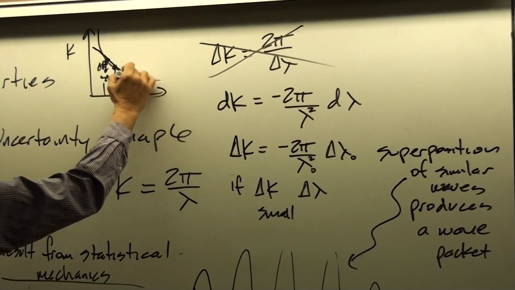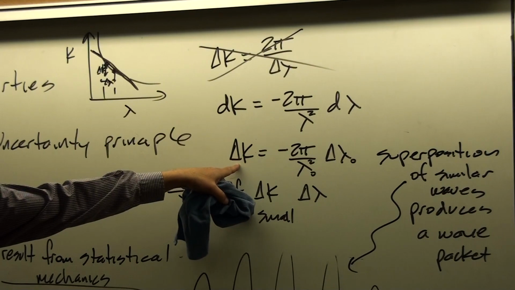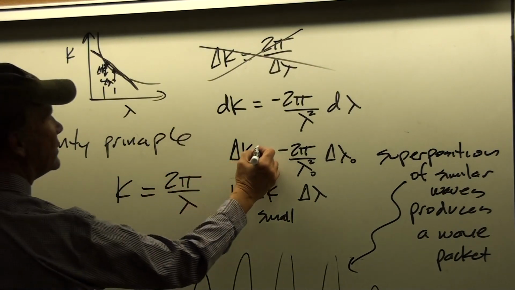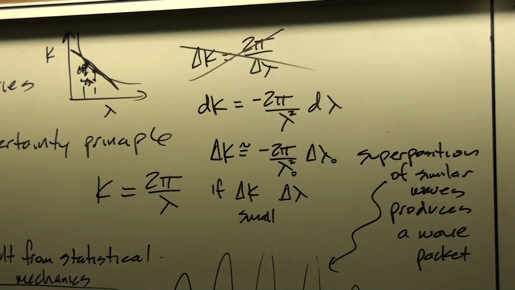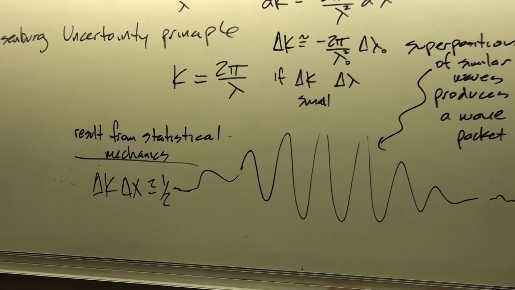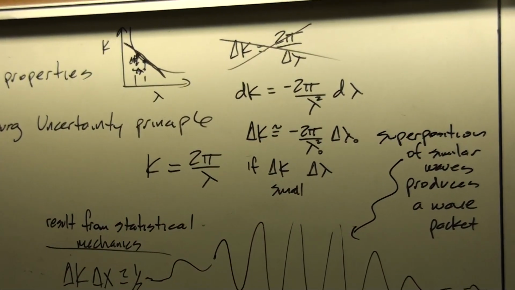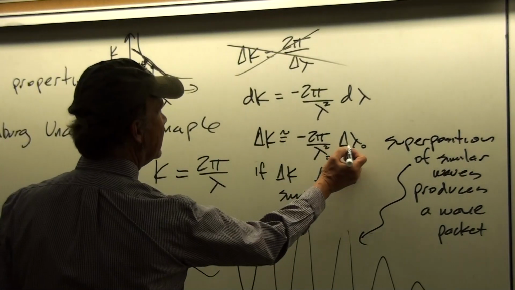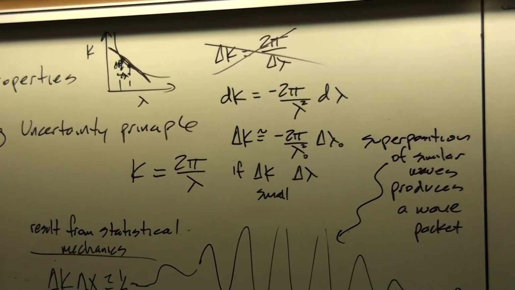And so that's close to the slope of the tangent line, which is dk d lambda, for small values of k and lambda. Okay, so that's why we can say this is approximately true, because it's close to our limit as delta lambda goes to 0 of dk d lambda. Okay, so we can rewrite this expression then as delta k equals minus 2 pi over lambda squared times delta lambda naught. And that would be the way in which we could connect the difference in the k value to the difference in the wavelength.